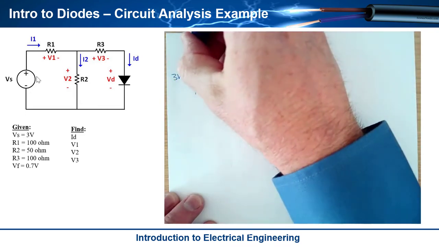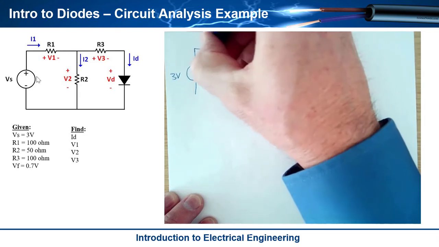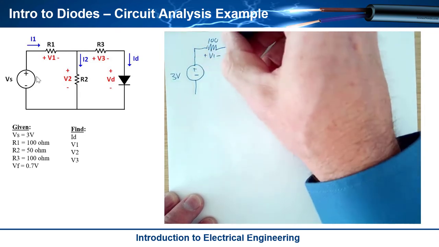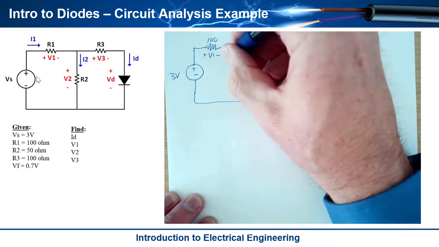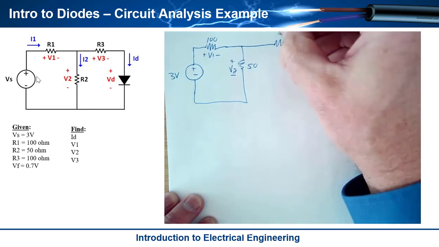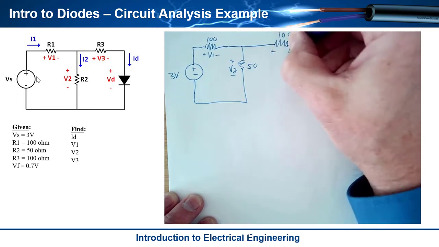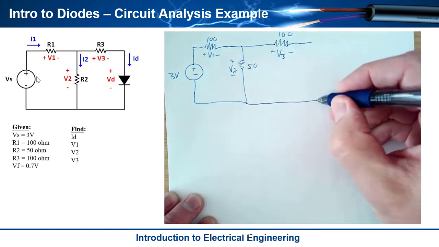Okay, all right, so now let's go back to our circuit. I've got plus or minus V1, a 100 ohm resistor there. Let me redraw this right here: I've got plus or minus V2 and a 50 ohm resistor. And now over here, I've got 100 ohms and plus or minus V3. And now check this out.